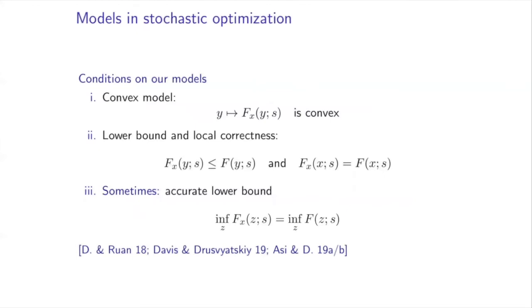Oh, I'm sorry, what are our models going to be? Well, let's just think of what we're going to have. Our models are always going to be convex functions. Our models will be lower bounds on the true function value and correct at our current iterate, or at least at the point where we center our model. And then sometimes I'll assume that they have an accurate lower bound.